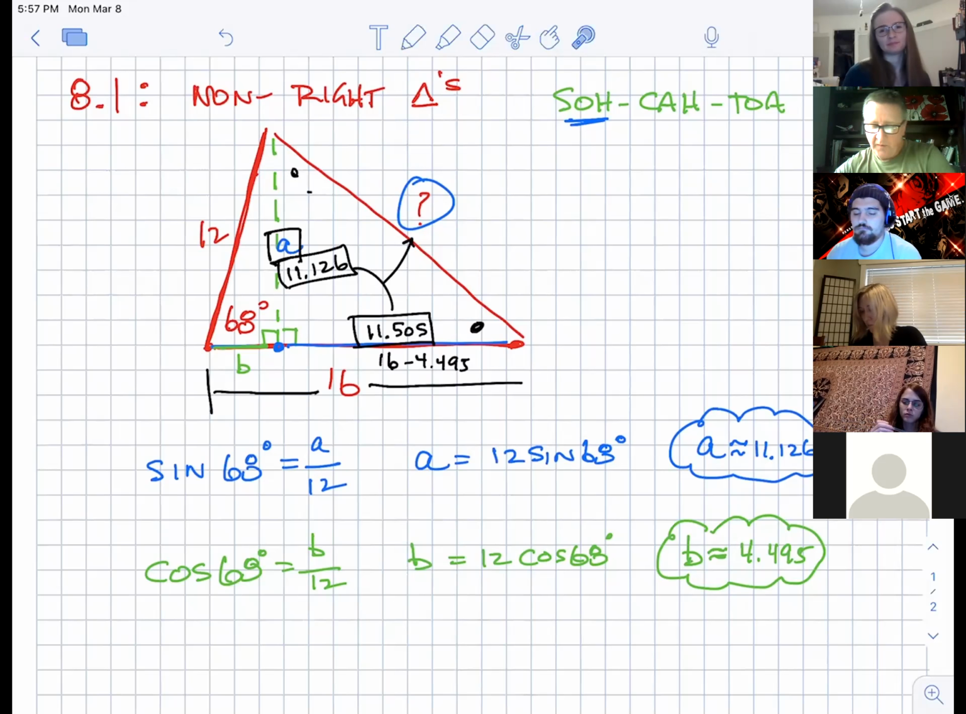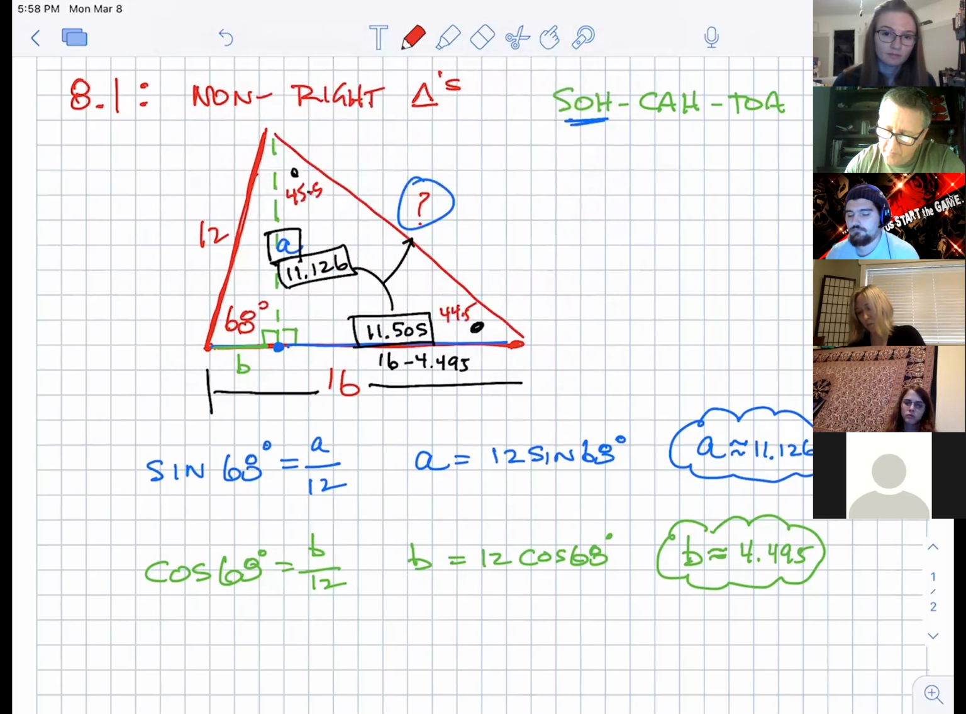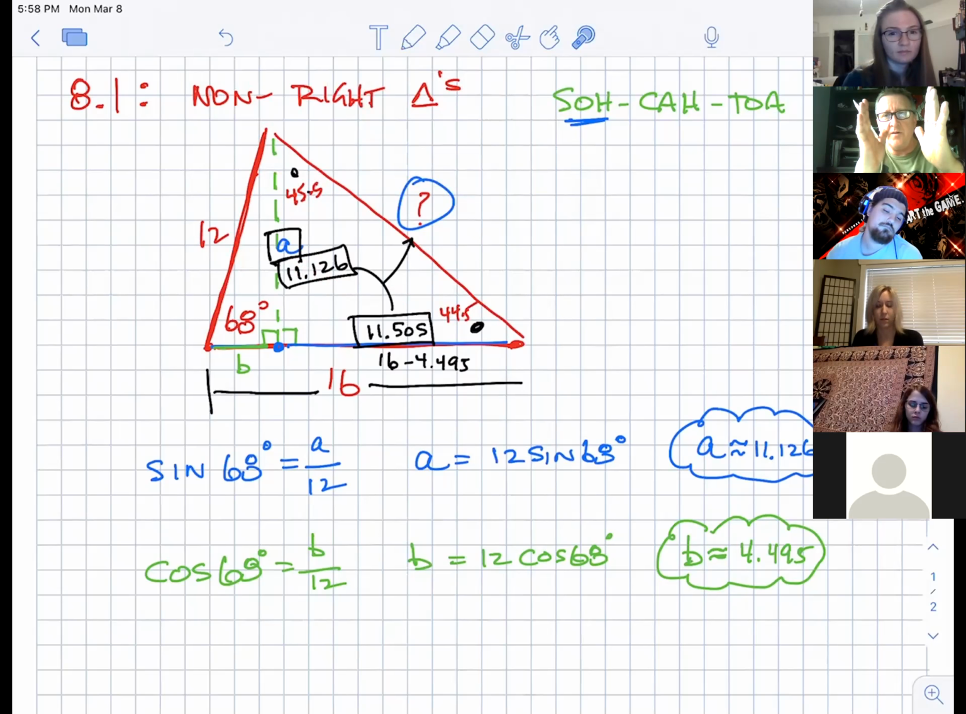And also, since this angle is across from 11.05 and that's a hair bigger, if I had to guess, I'd say this one is just a hair bigger than 45, like 45.5. And maybe this one's 44.5 or something like that. They're darn close to each other. Across from 11.126 must be a slightly smaller angle, right?